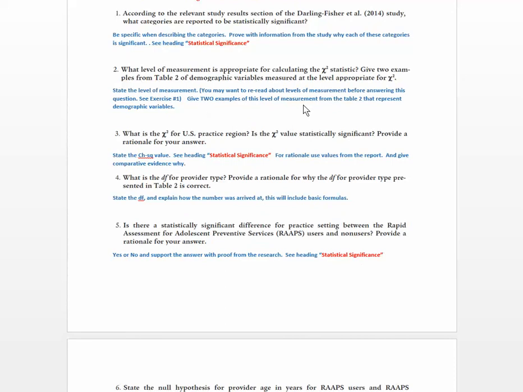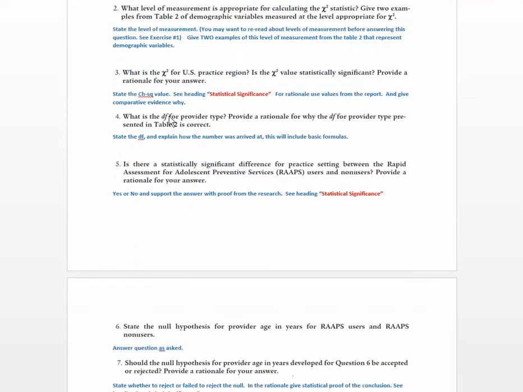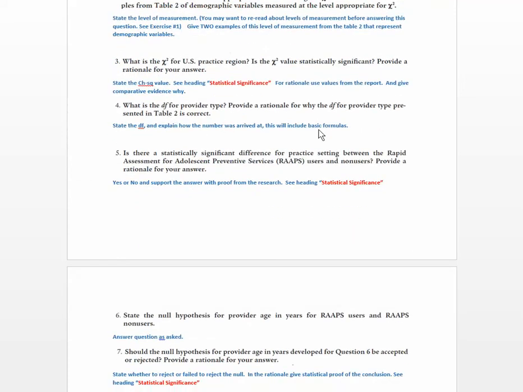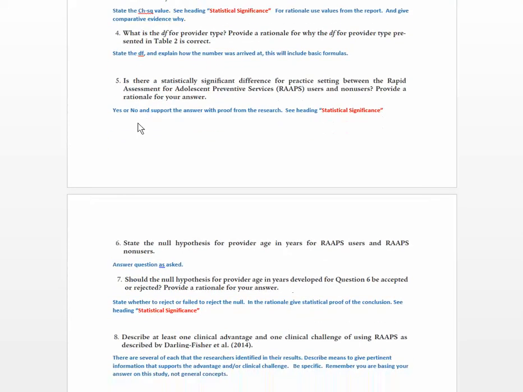Give 2 examples of this level of measurement from table 2. So you're going to look at table 2 and ask yourself which levels these variables represent. And once you've decided what level of measurement should be answered in this question, then which variables satisfy that. Okay? Degrees of freedom, again, be sure you state the degrees of freedom and how you arrived at that in your formula.